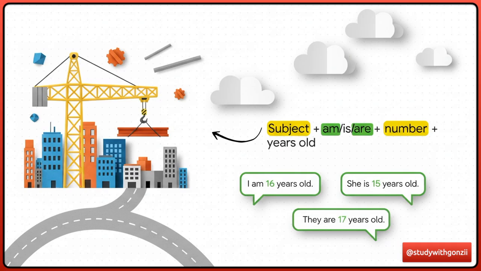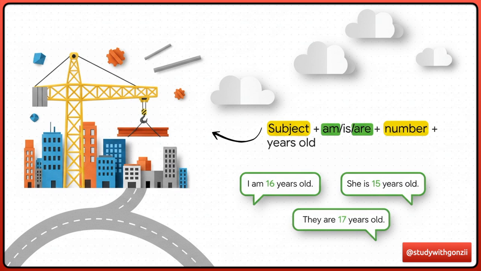Okay, so we've got our numbers down. Now let's use them to talk about age. Whenever we speak English, it's kind of like we're construction workers building a sentence. Our structure for age has 3 neat little parts. First, the subject. Second, the verb to be, so am, is, or are. And third, the number, followed by years old, like I am 16 years old.